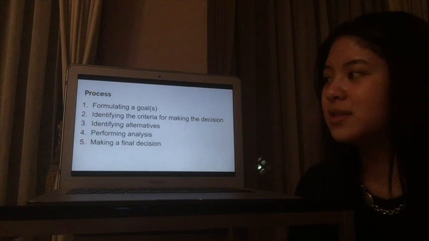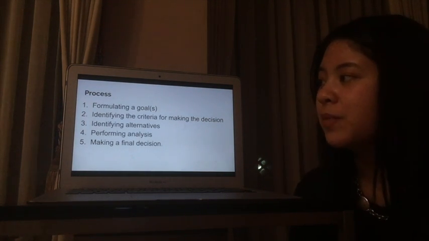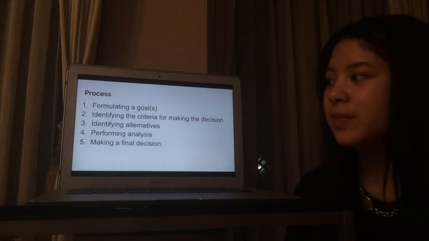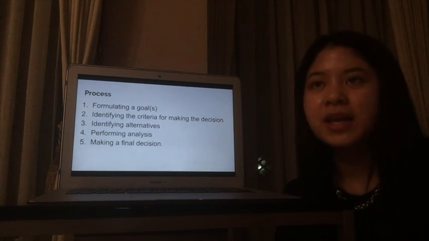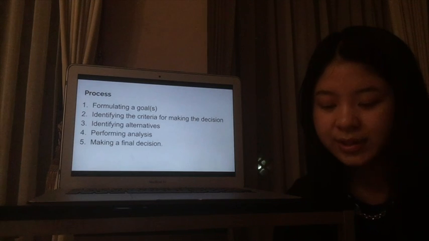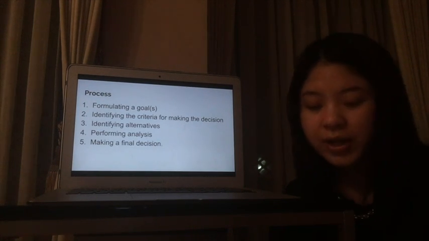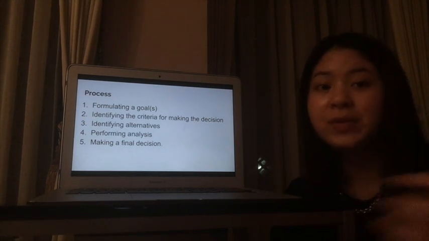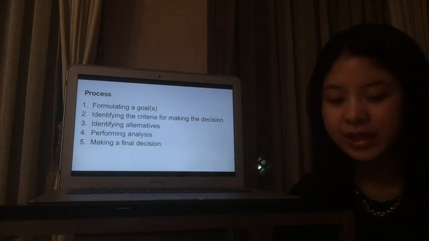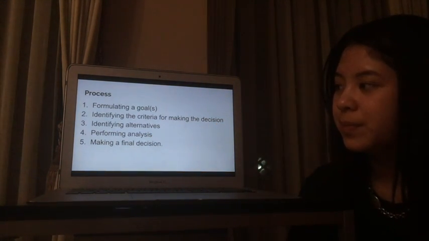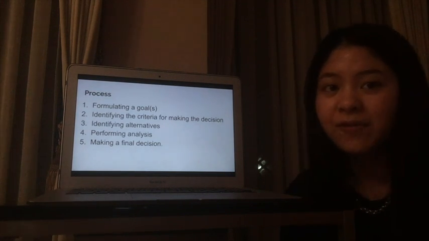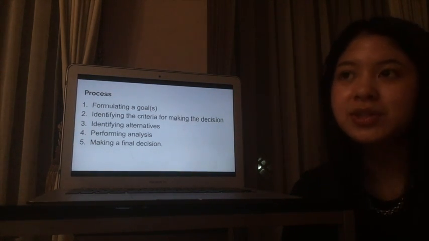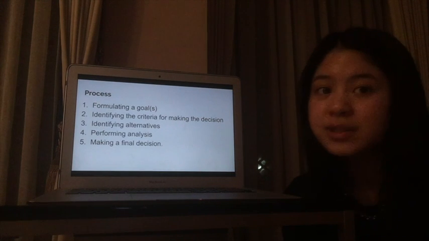The process of this has 5 steps. The first one is to formulate a goal, and number 2 is to identify the criteria for making the decision. 3 is identifying the alternatives, because the person making the decision should also have full information of the alternatives, and it also assumes that they have the time and the ability and the resources to evaluate each of them, which falls under performing analysis. This is actually really in-depth. They have to evaluate everything that goes into the decision they're making. And lastly is to make a final decision based on all their observations and research.